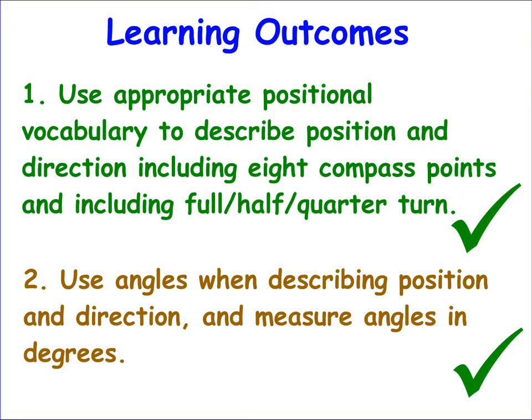And that completes our learning outcomes. So we've looked at using the appropriate positional vocabulary to describe position and direction, including the 8 compass points and including full, half and quarter turns. We've also used angles when describing position and direction, and we've measured angles in degrees.